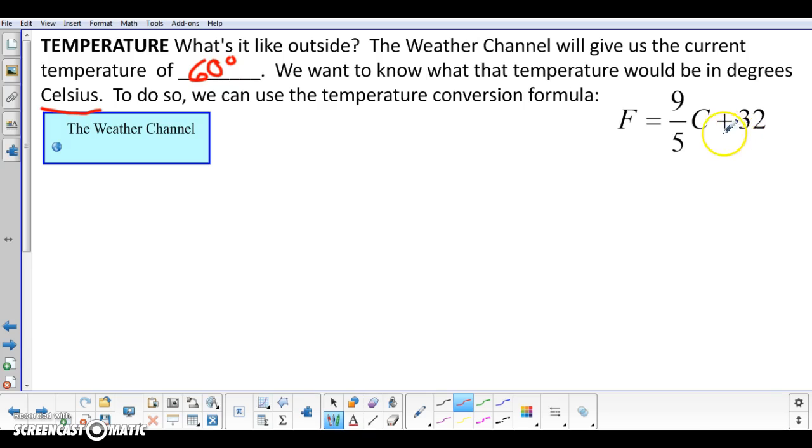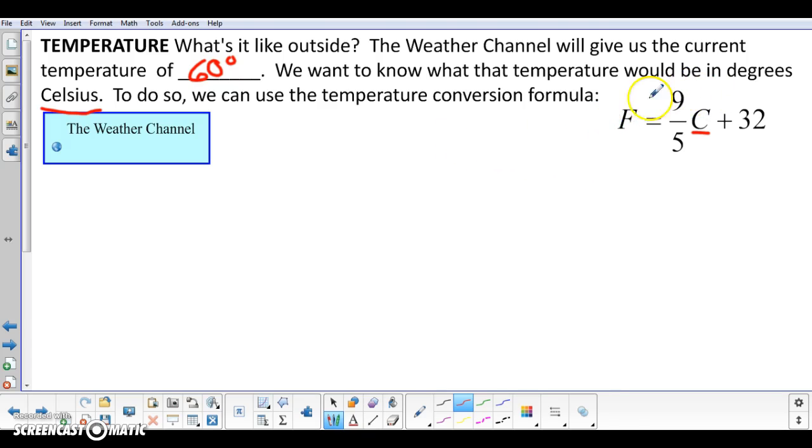The only problem is, as I look at this formula, C Celsius is the input, and F Fahrenheit is the output. I want this formula to be the other way. I want to be able to plug in the Fahrenheit temperature and have Celsius be the output. Well, to do that, we'd be finding an inverse function.